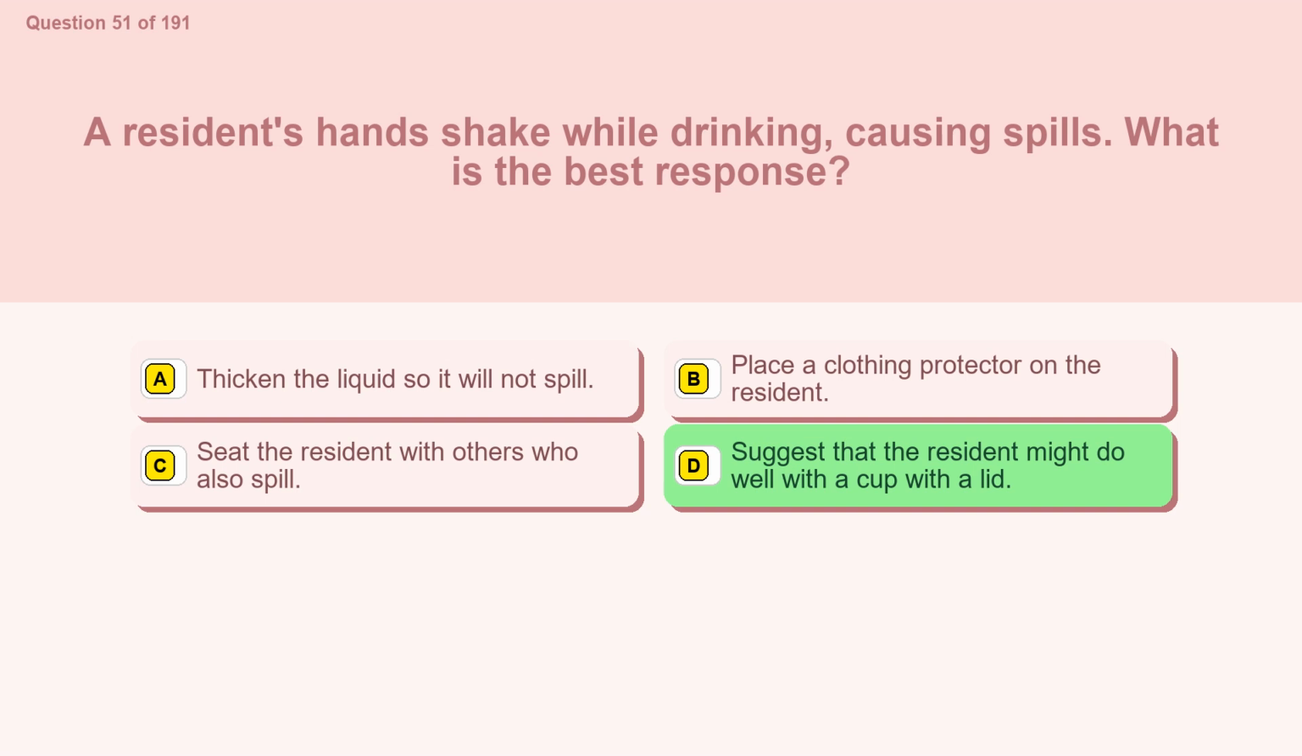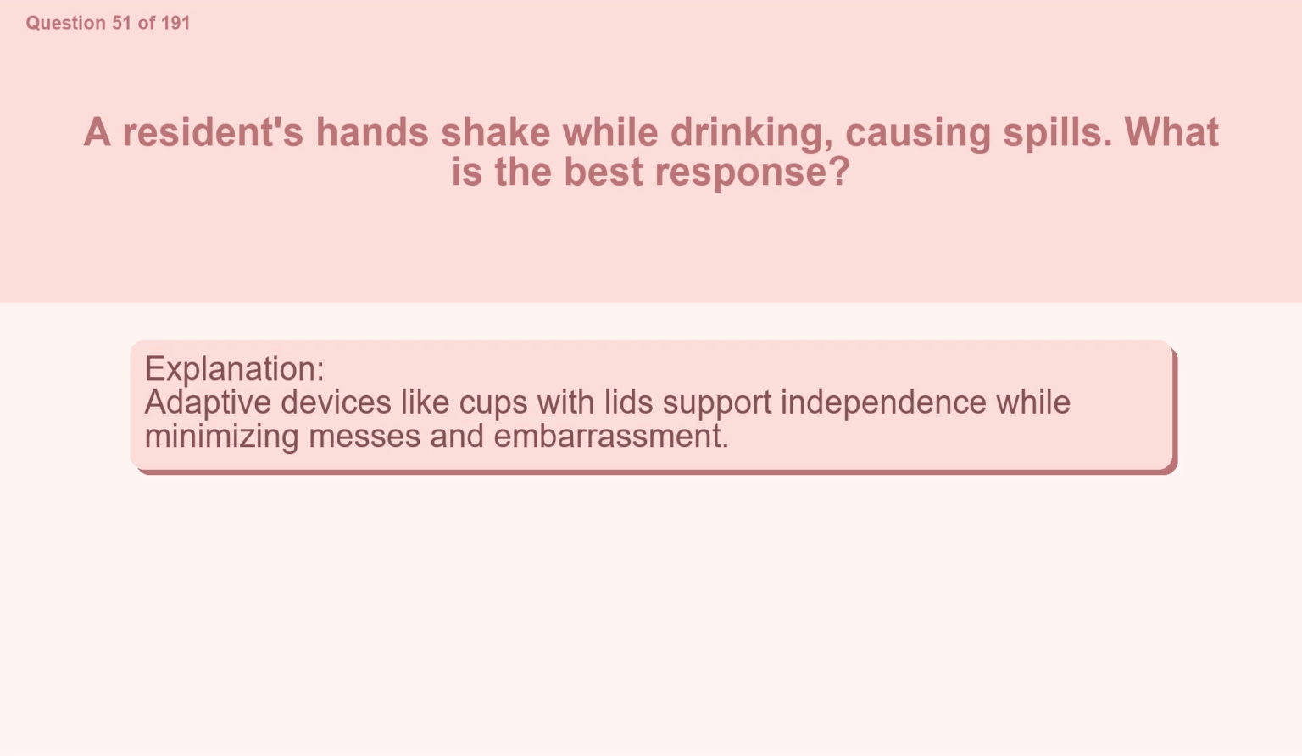The correct answer is option D. Suggest that the resident might do well with a cup with a lid. Adaptive devices like cups with lids support independence while minimizing messes and embarrassment.